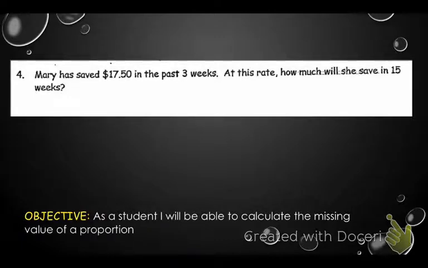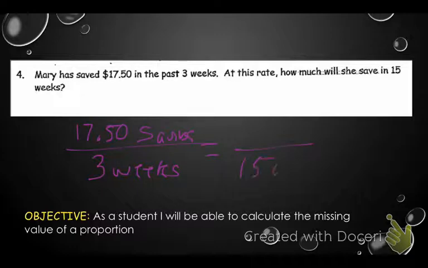It says Mary has saved $17.50 in the past 3 weeks. That's a rate. $17.50 of savings. And it's 3 weeks. Okay, well, that's what we have. Now it says at this rate, which means we're going to be doing something equivalent. At this rate, how much will she save in 15 weeks?